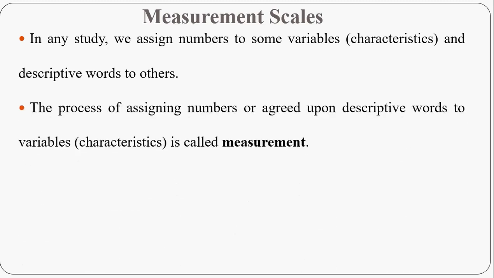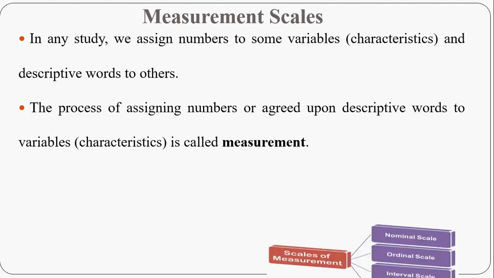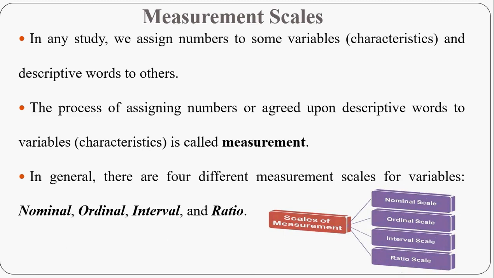The process of assigning numbers or agreed upon descriptive words to variables is called measurement. When you assign numbers or descriptive words to a variable, this is what we mean by measurement in statistics. In general, there are four different measurement scales for variables: nominal scale, ordinal scale, interval scale, and ratio scale. Let us see what these mean with some examples.